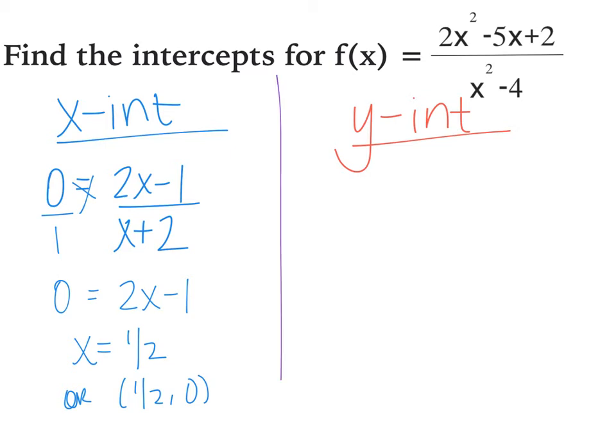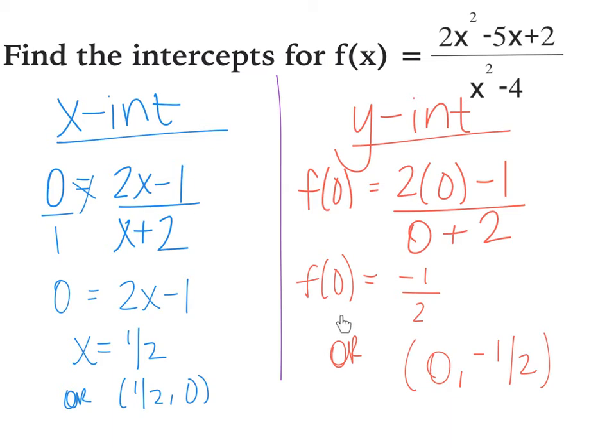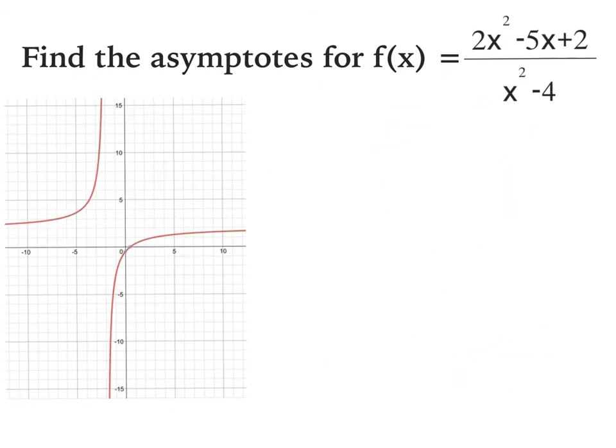On the flip side, I'm going to find my y-intercept, and I'm going to plug in 0 for x, using the same lowest terms function that I used for my x-intercept. I'm going to solve that out. When I work that out, I get f of 0 to be negative 1/2, or I can express it as an ordered pair as 0 comma negative 1/2, which actually matches the graph that we saw last slide.